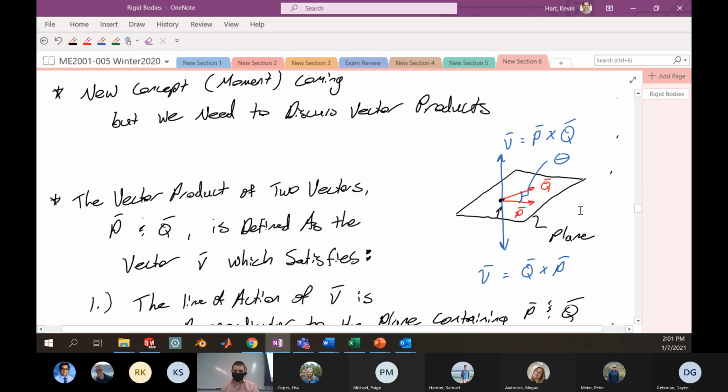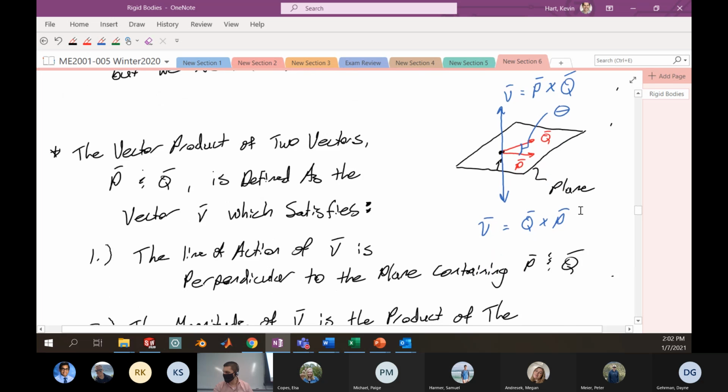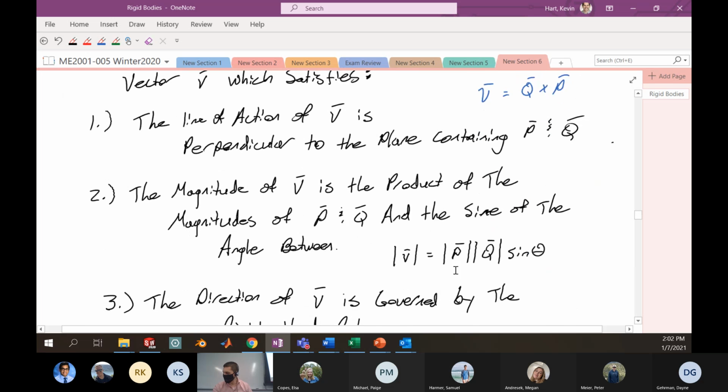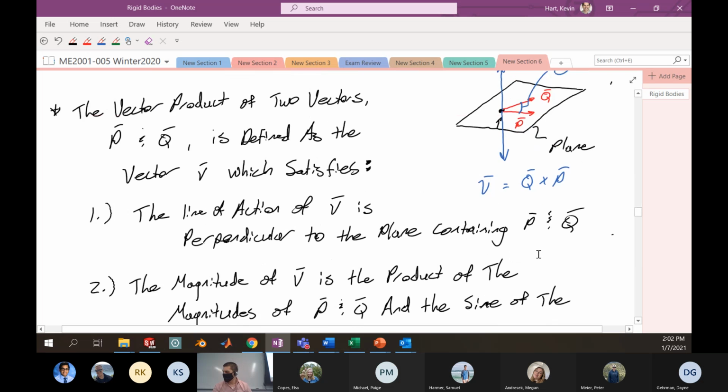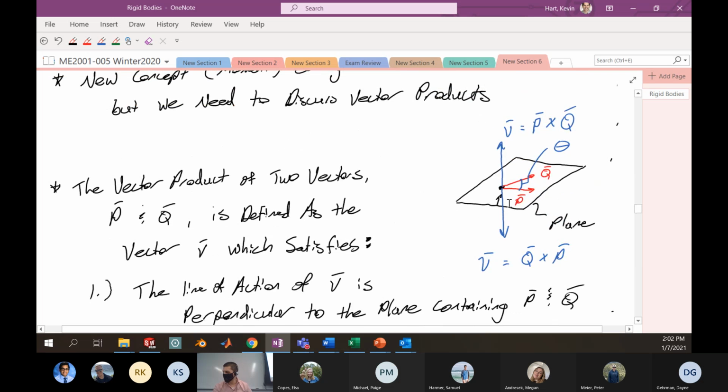We said that the cross product of these two will result in a vector that points out of the plane containing those two vectors, so perpendicular to that plane, and that the magnitude of that cross product is the magnitude of vector P multiplied by the magnitude of vector Q multiplied by the sine of the angle between them. We also said that the resulting direction of this vector depends on the order in which you take your cross product, and it utilizes the right-hand rule.